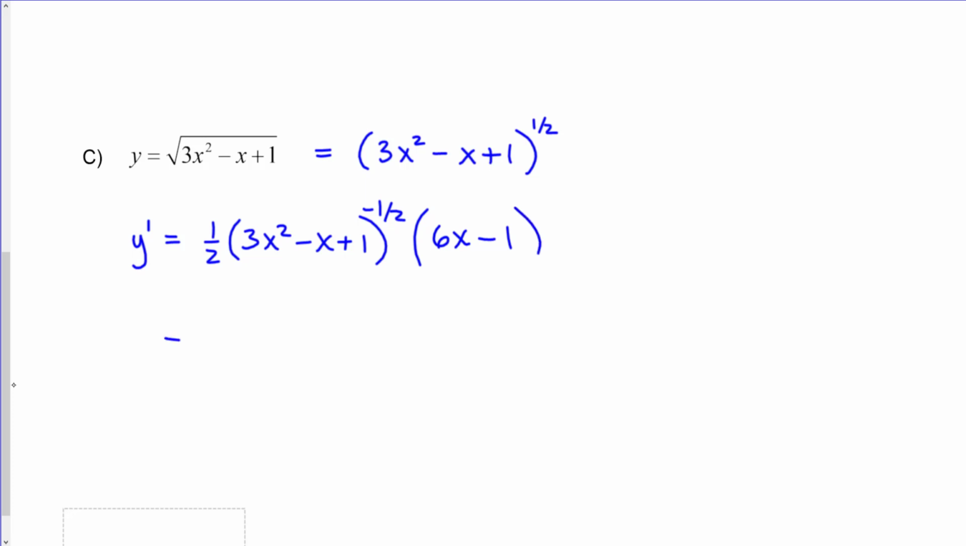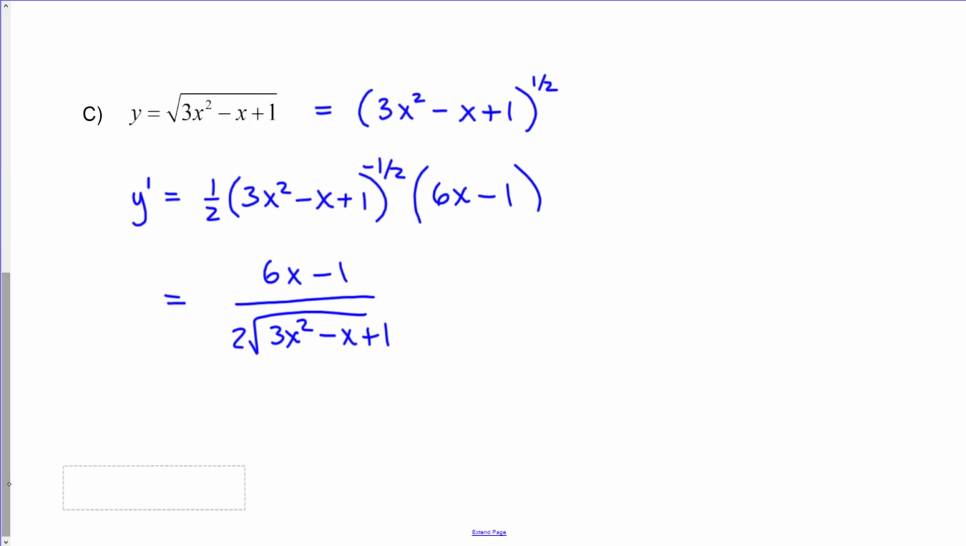To clean this up, I'll put the square root in the denominator and make this 6x minus 1 over 2 times the square root of 3x squared minus x plus 1.